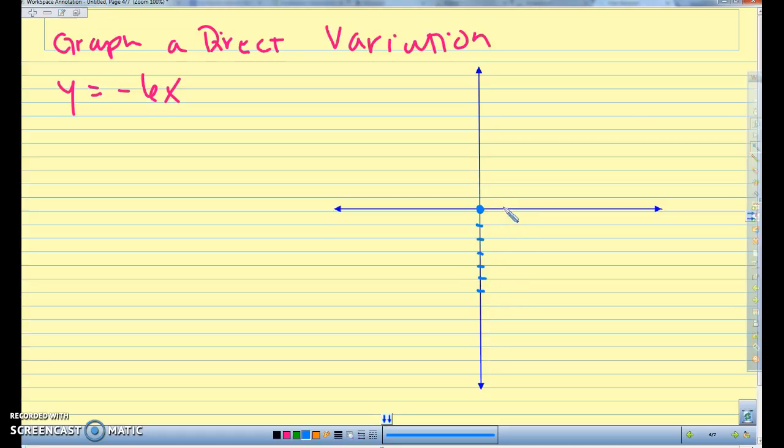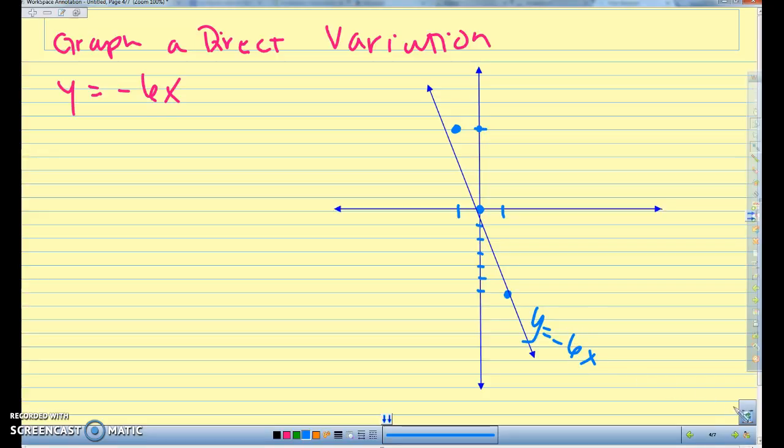Graph a point. Or I can go up 6 and left 1, because left is a negative direction. And of course, I draw my line through those points. Not a great line, oh well. And I write the equation for that. Okay, so that's how I would graph a direct variation.